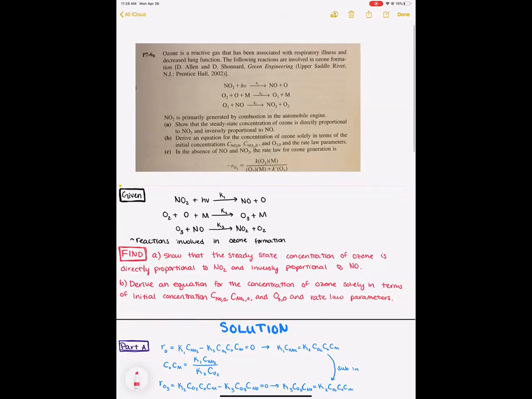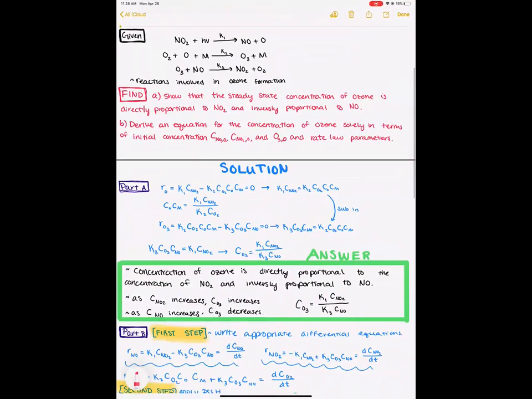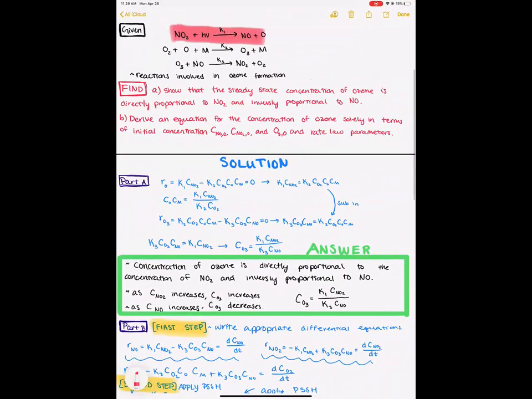So starting out with part A, in the solution, we're going to be using these equations right up at the top. So these are the equations and the reactions involved in ozone formation. So the first part of part A is to take the rate law of the formation of O, and that is right there. So we get the rate laws from basically whatever it takes to form O and then whatever it takes to take it away.